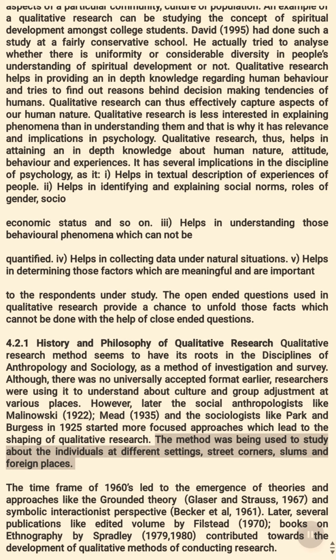The method was being used to study individuals in different settings: street corners, slums, and foreign places. The time frame of the 1960s led to the emergence of theories and approaches like the grounded theory, Glaser and Strauss, 1967, and symbolic interactionist perspective, Becker et al., 1961. Later, several publications like the edited volume by Filstead, 1970, and books on ethnography by Spradley, 1979, 1980, contributed towards the development of qualitative methods of conducting research.